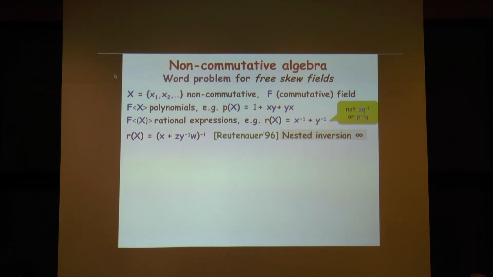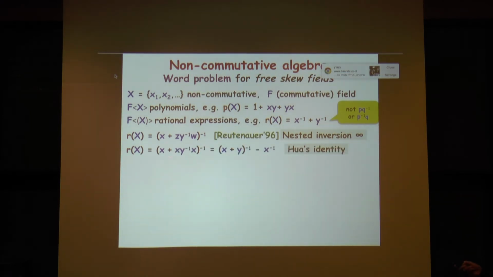Here's a very powerful and important result of Reutenauer. Look at this expression. This expression has nested inversion. You invert Y here, and then you invert on the outside. Right? Well, in the commutative case, you can eliminate, there are no nested inversions, right? Well, he proved that this one cannot be eliminated. And in fact, you can write expressions down where there's an arbitrary nesting of inversions which cannot be shrunk by even one. And then let's raise the question, what happens?